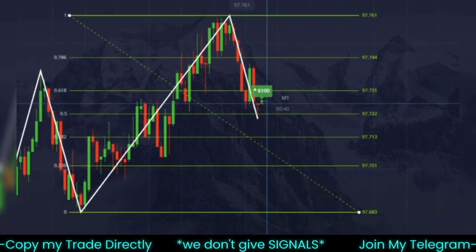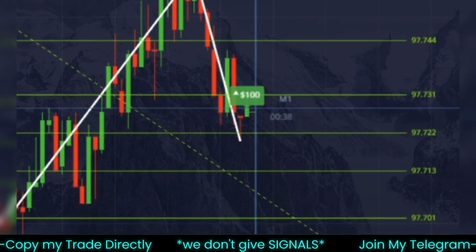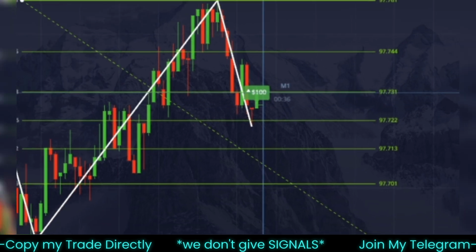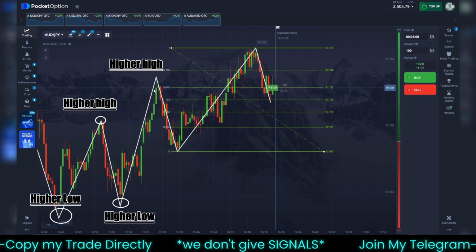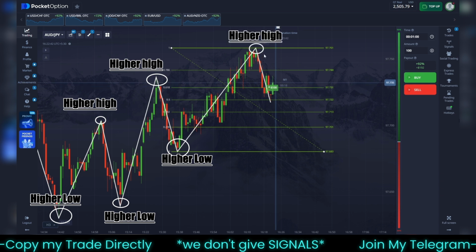So here I got an entry for the up direction and I took the entry here. Now let me explain even better. First thing you have to see is the market is going in an uptrend. Now how do you know the market is going in an uptrend? Because the market was forming this pattern, which is a higher low and higher high, and then a higher low and higher high, and again a higher low and higher high. Now if you are confused about this, then let us know in the comments section. We will make a dedicated video on this for you guys.